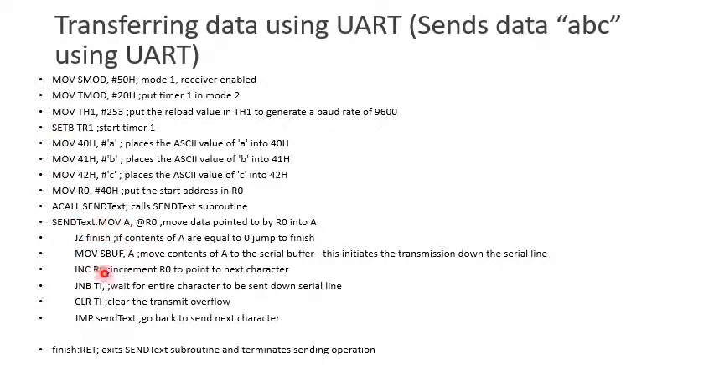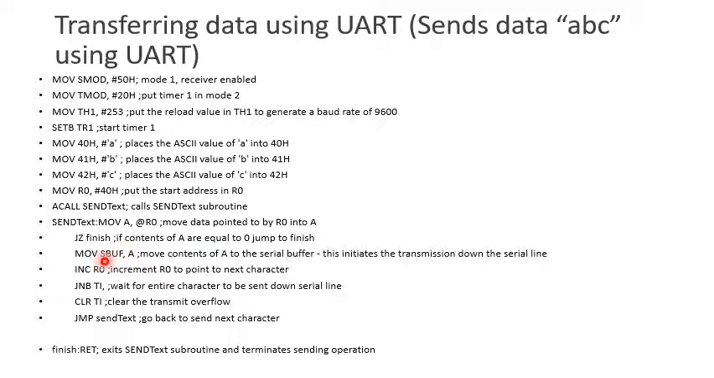So in the subroutine, MOV A, @R0 will move the data pointed to by R0 into A. JZ FINISH: if the content of A is equal to 0, then jump to finish. If not, then get the data from the register and start the transmission by loading it to the serial buffer.